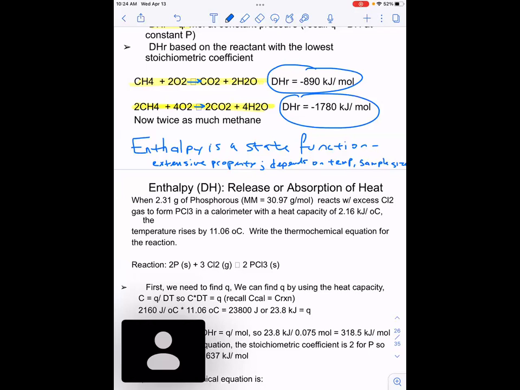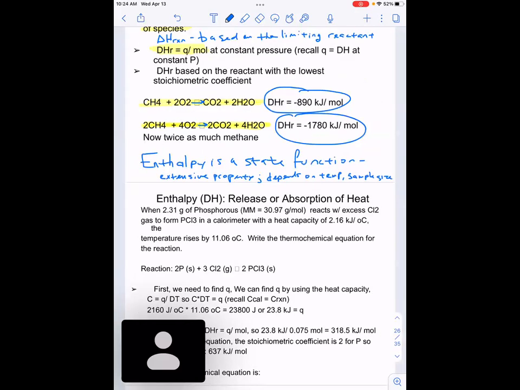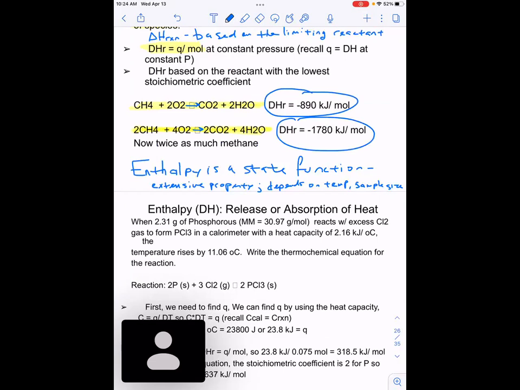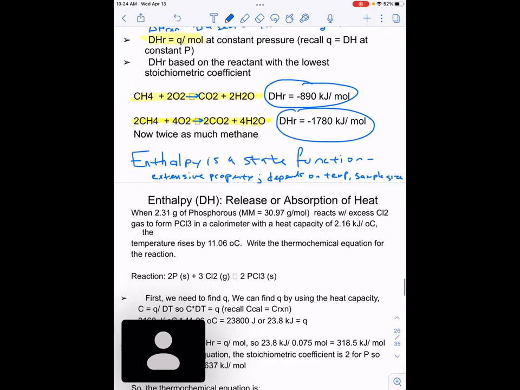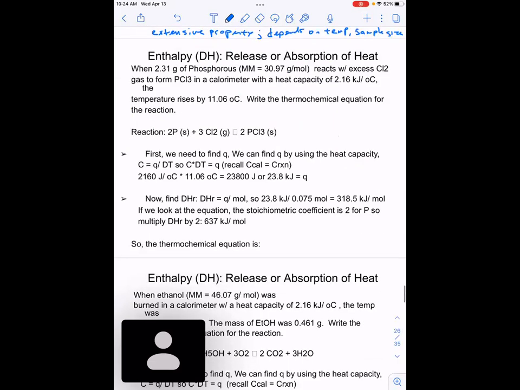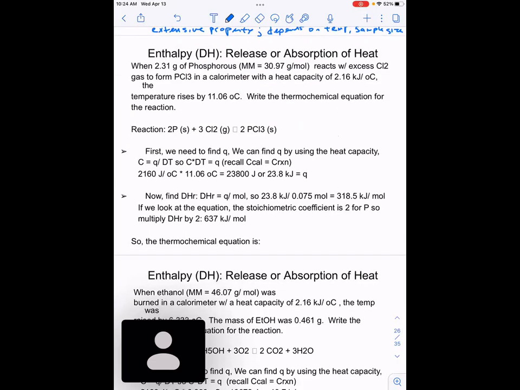All right, so let's look at an example of how we apply this and look at how we can calculate delta H for a reaction. So we have an example here. We're going to walk through it. All right, so it says when 2.31 grams of phosphorus, so it's giving us the amount of phosphorus in grams, reacts with excess Cl2.